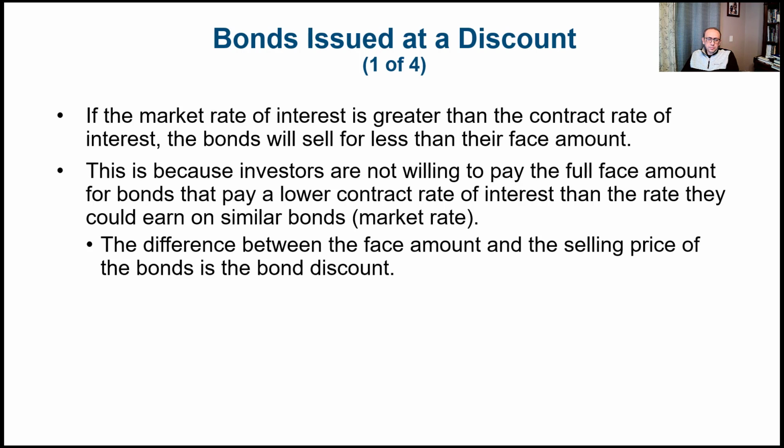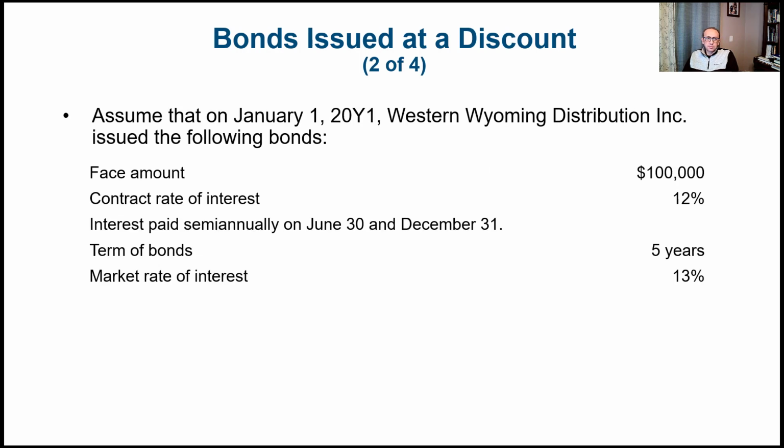To explain that, investors are not willing to pay the full face amount for bonds that pay a lower contract rate of interest than the rate they could earn on similar bonds, which we call the market rate. The difference between the face amount and the selling price of the bond is what we refer to as the bond discount. So let's see a numeric example.